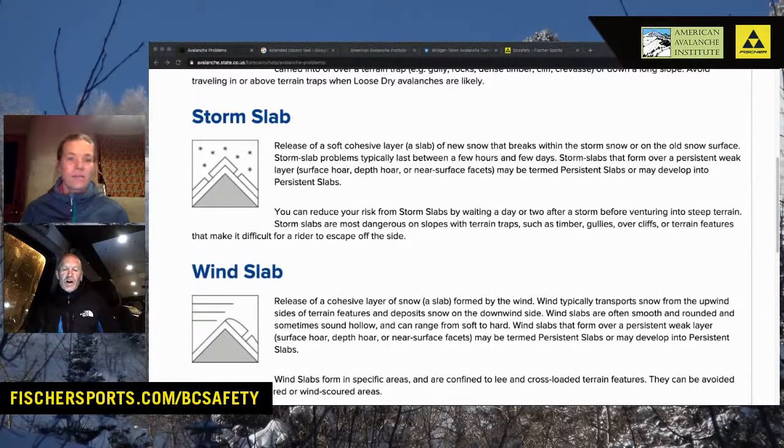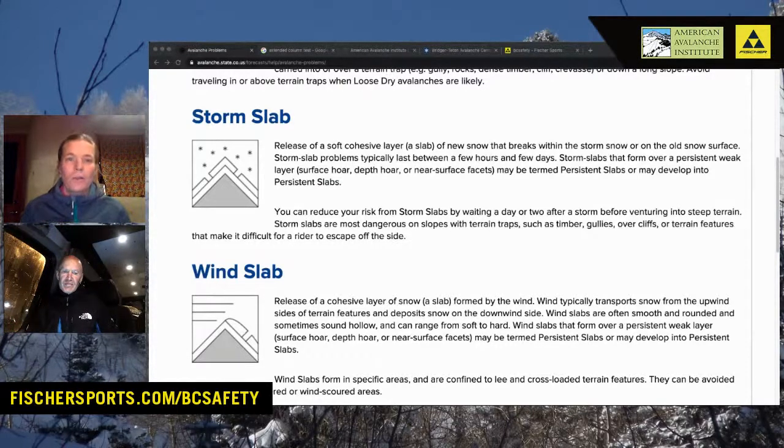Yeah. So what do you look for with storm slabs? When I'm out in the field, what I'm going to ask with storm slab is, do I have a recipe for an avalanche? And so with the storm slab, you need a slab. So sometimes you just get foof, right?